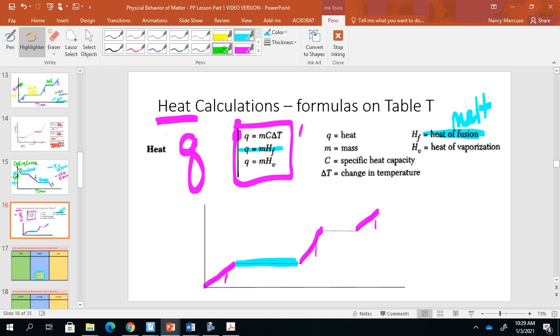And then let's say right here, this one, Q equals MHV, heat of vaporization. Vaporization is where something boils. There is my boiling section of my graph. If I am trying to figure out the heat from boiling or condensing or vaporizing, I am going to use that formula. So those are my formulas. These are right on table T. You don't have to memorize them.